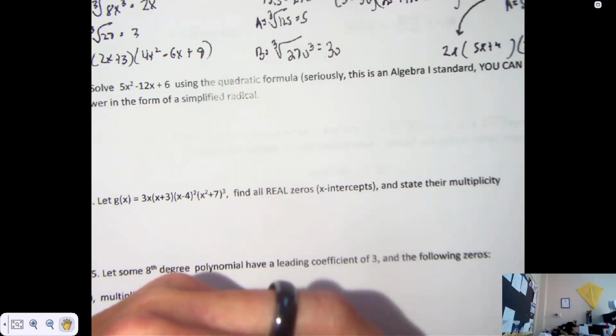I did put a quadratic formula on here. You're in Algebra 2. If you can't do the quadratic formula, I don't know what you expect. What is a quadratic formula?